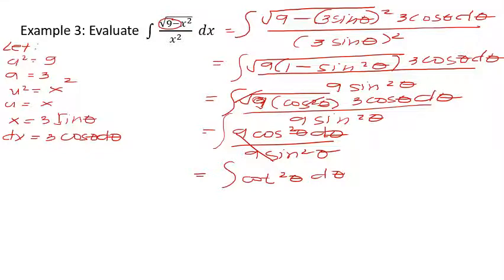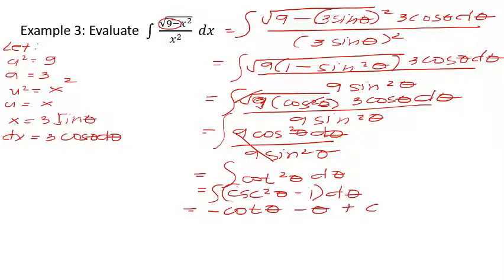So we could manipulate this. This is equal to csc squared theta minus 1, times d theta. So you could do the integration term by term. This is equal to negative cotangent theta minus theta plus c. So our given is in terms of x, but this is in terms of theta, so you need to go back to the value of x.